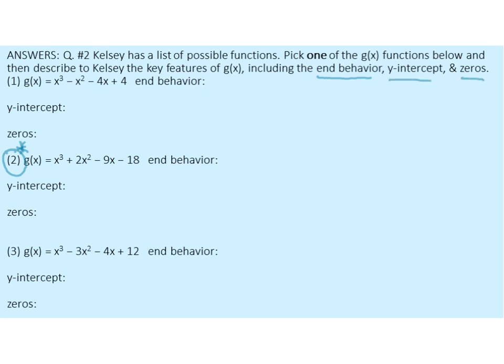And again, we're going over end behavior, y-intercept, and zeros. So if you were watching this as a pre-recorded live lesson, you can pick number 1 if you want. You can do number 3 or number 2, whatever you want, but I am going to need to see the work.